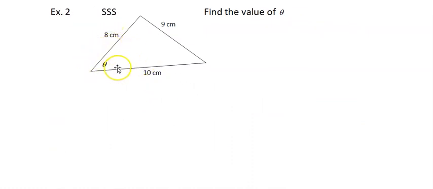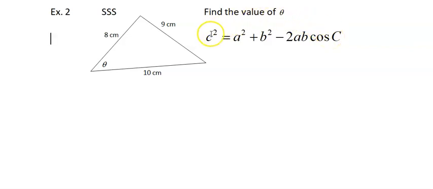This would be a case in which we're looking for an unknown angle. The formula is the same. I'd set it up the same way. c squared equals a squared plus b squared minus 2ab cos C. But now when I'm plugging things in, remember this c and this C are the same letter, so they have to be a side and angle opposite each other.